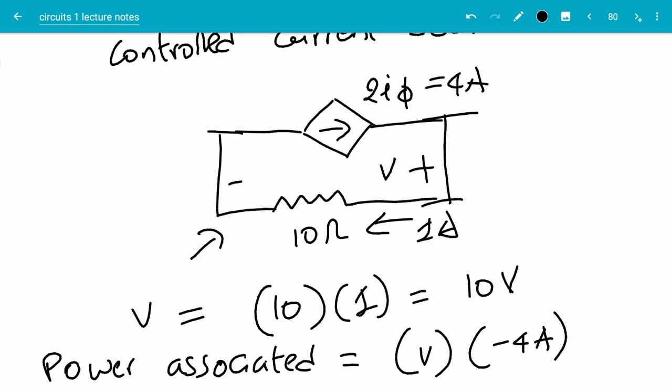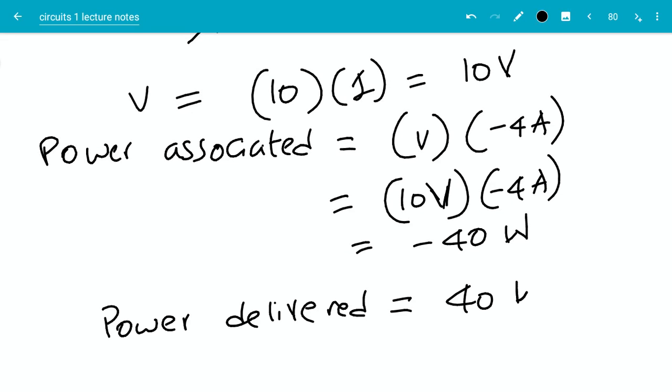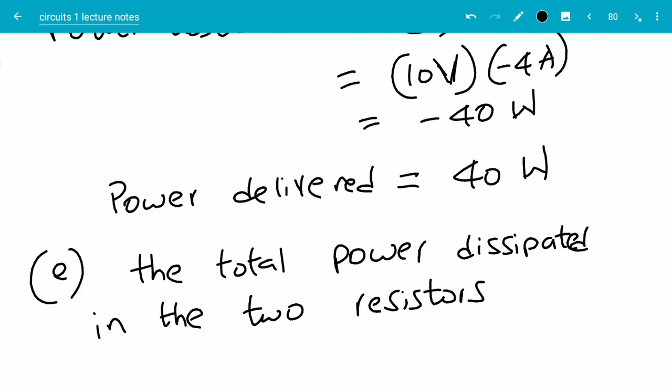The power associated will then be equal to the voltage drop V times the current in the direction of the voltage drop, which will be equal to minus 4 amps. Substituting the values, we get the answer as minus 40 watts. Since the power associated is negative, that means the current source is developing power or delivering power, and that power delivered will be equal to 40 watts.